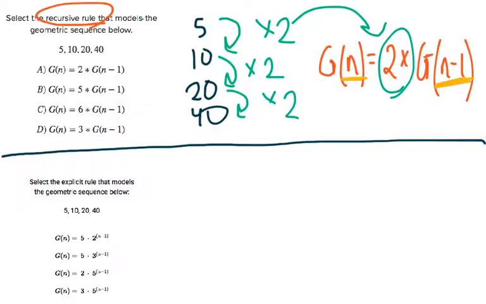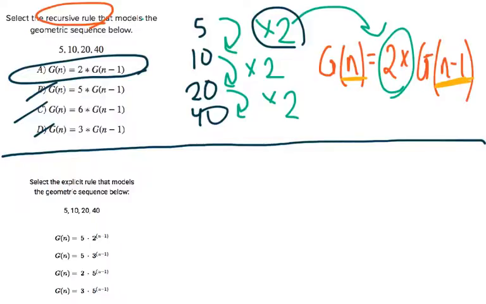And if I look at my answer choices, the choice that matches that is choice A, not B, C, or D. It's choice A. Okay? So that's the recursive formula. It just tells us the step to get from one to the next. In this case, that step was multiplying by 2.